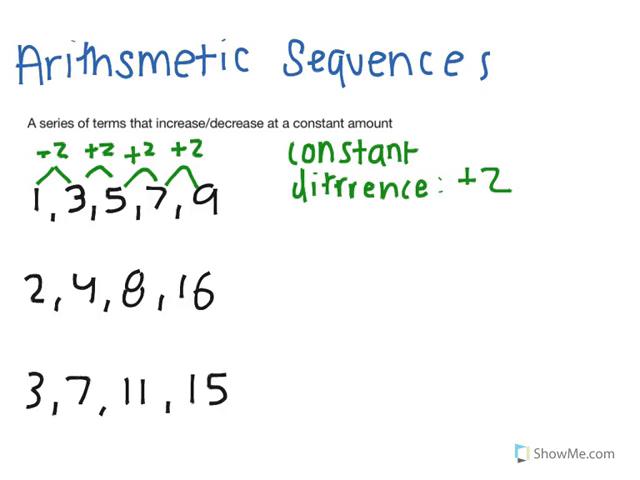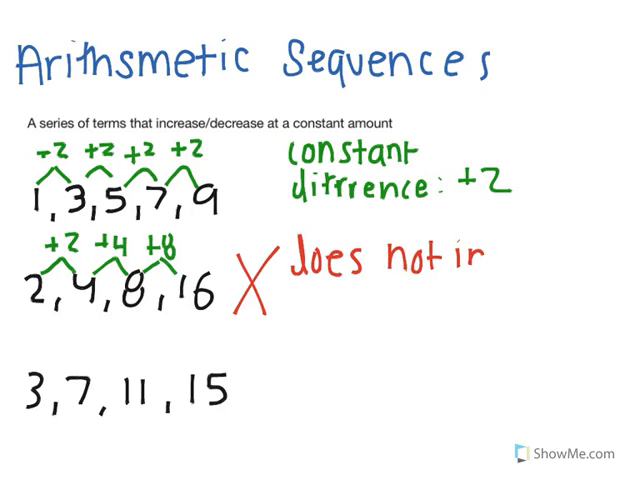Now, let's look at the next one. So we have 2 and 4. How do I get to 4 from 2? I add 2. 4 to 8, I add 4. And 8 to 16, I add 8. This is not an arithmetic sequence because it does not increase by the same amount each time. This is actually a geometric sequence, but you'll learn that later on. So, not an arithmetic sequence: it does not increase by a constant amount.